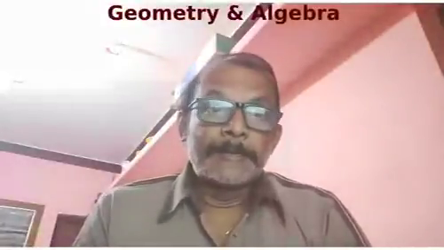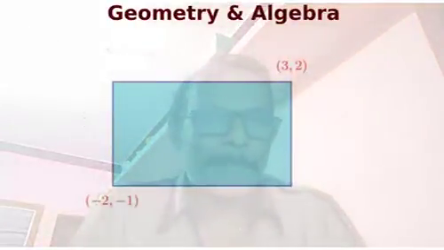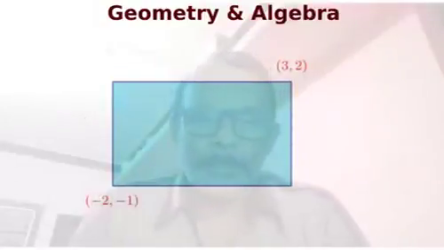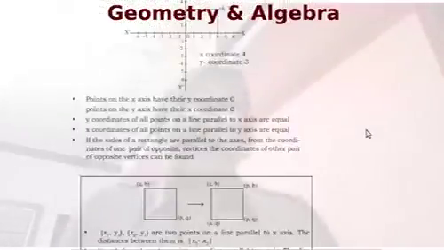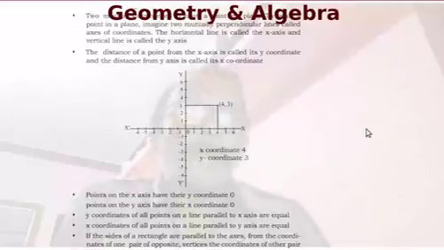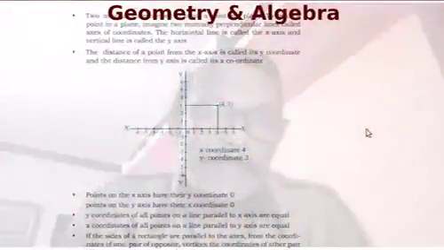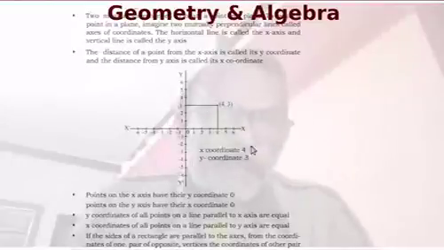Okay, in this chapter, geometry and algebra, we are dealing with some other concepts of coordinates. Before that, you must remember what we have learned in the last chapter of coordinates. We know that coordinates are two numbers. They are used to represent a particular point on a plane. The first coordinate is referred to as the x coordinate and the second one is the y coordinate.